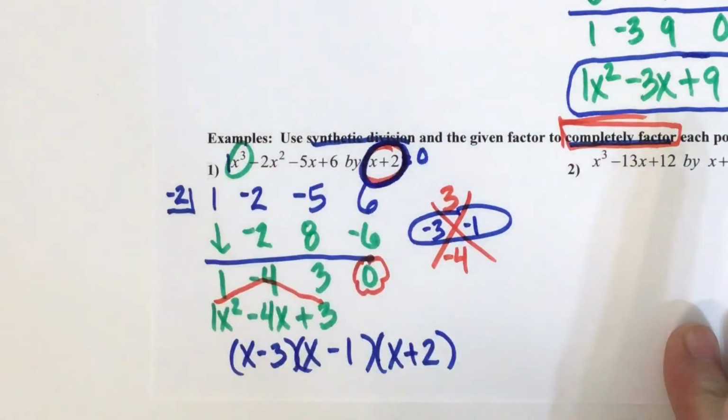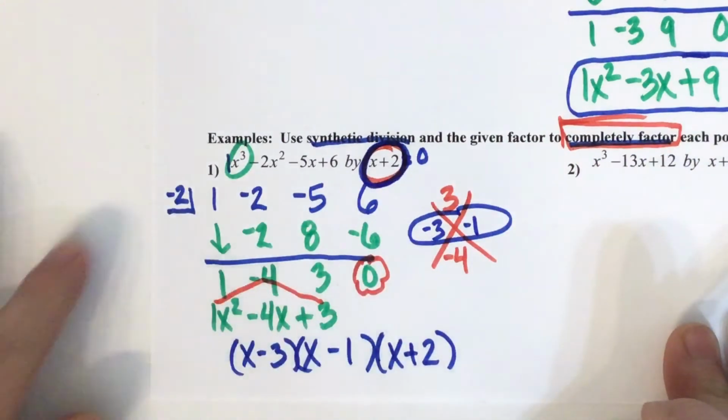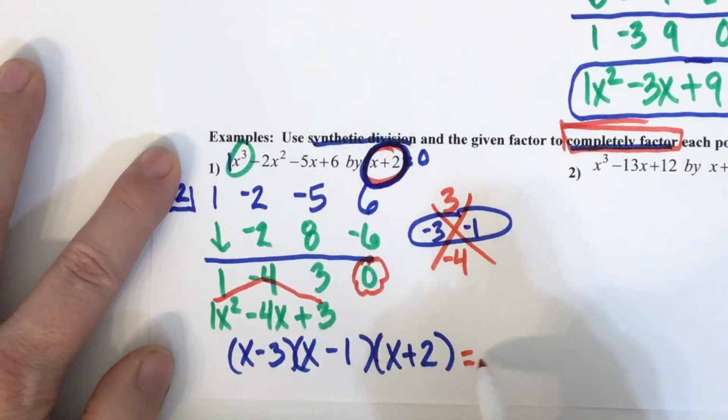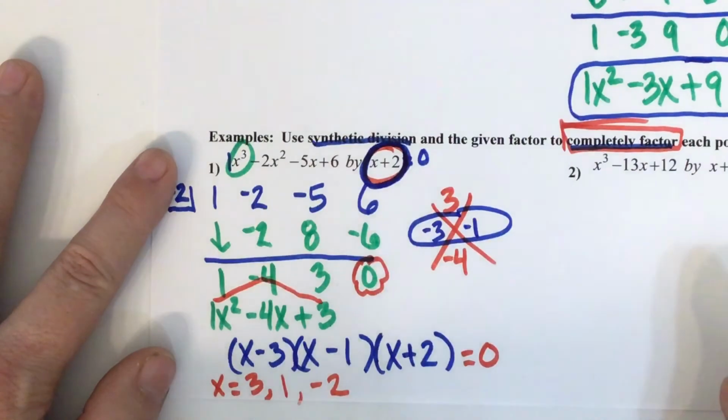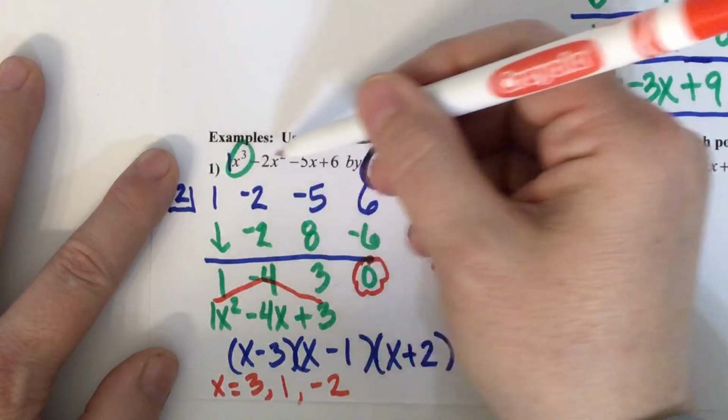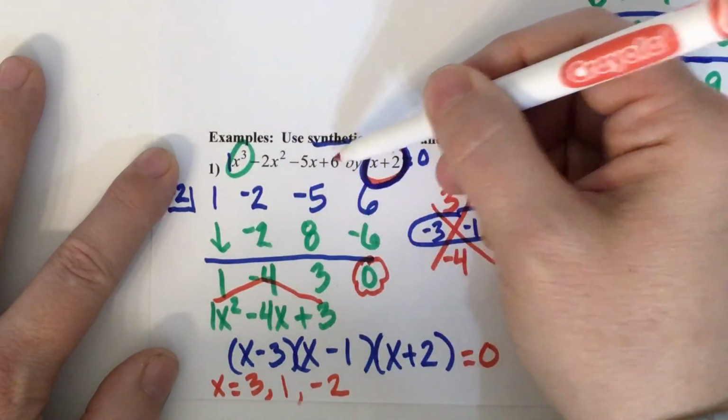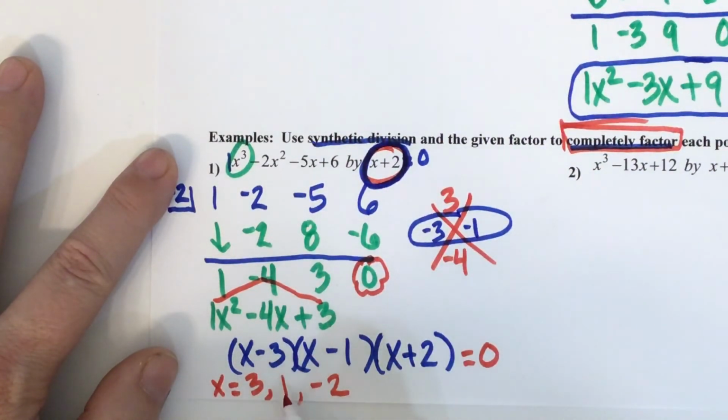So from here, this is not asking me to do this, but from here I could find all the zeros if I wanted. What would you get if you set x minus 3 equal to 0? You'd get a +3. What if you set x minus 1 equal to 0? You'd get a +1. And what if you set x plus 2 equal to 0? You'd get a -2. And those would be all the zeros to this problem. So if I graphed this, I would see this graph touch the x-axis at 3, at 1, and at -2.